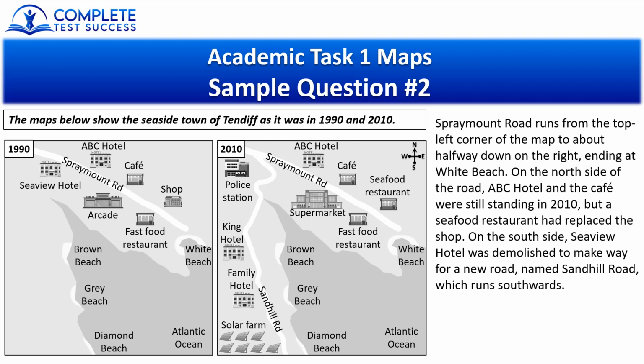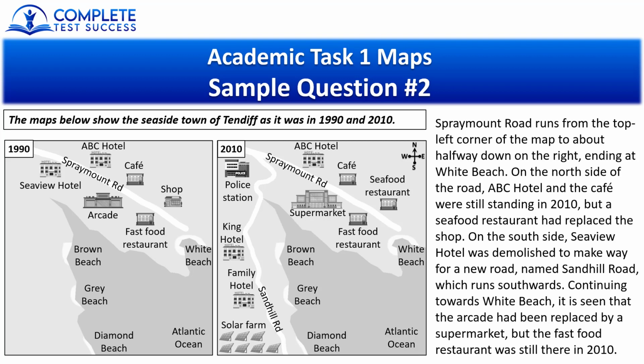On the south side, Seaview Hotel was demolished to make way for a new road named Sandhill Road, which runs southwards. Continuing towards White Beach, it is seen that the arcade has been replaced by a supermarket, but the fast food restaurant was still there in 2010.